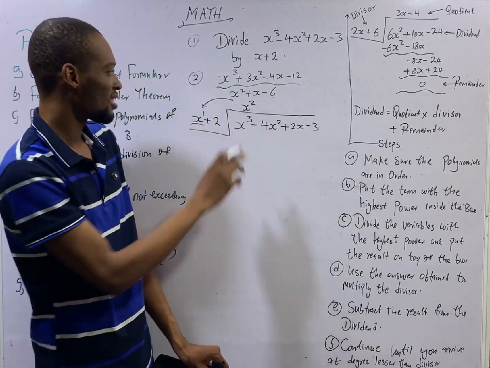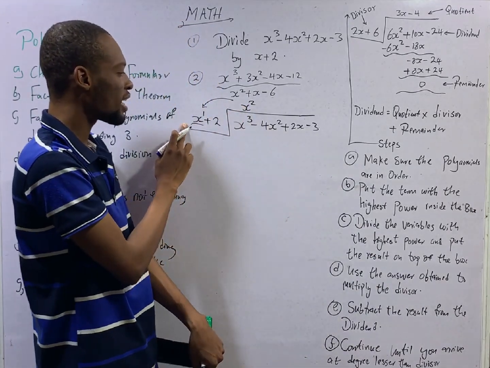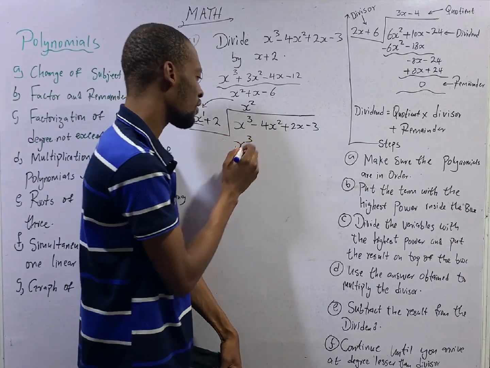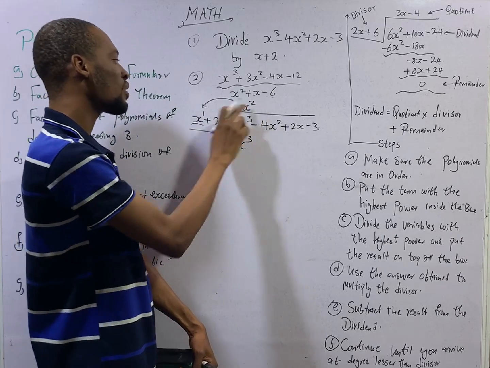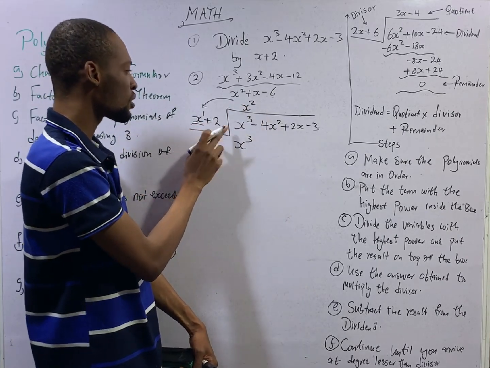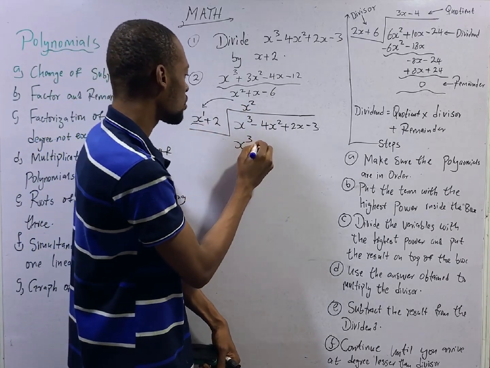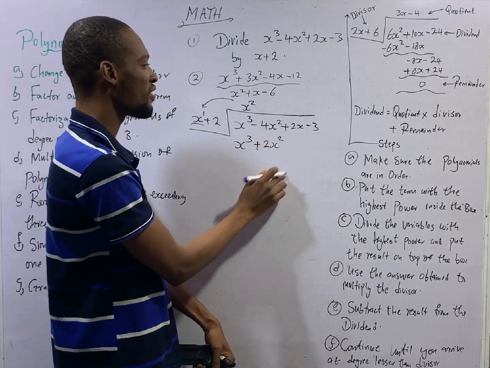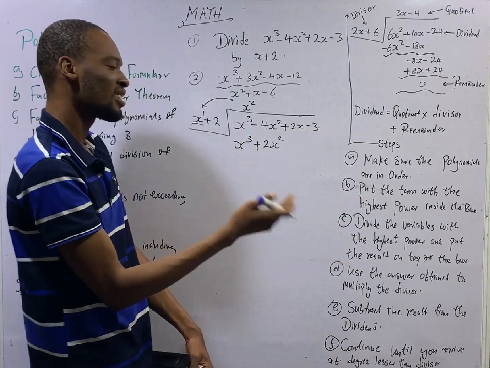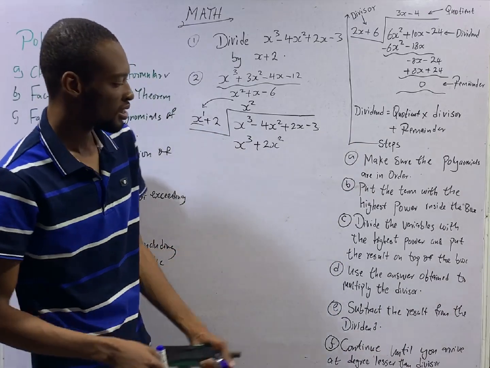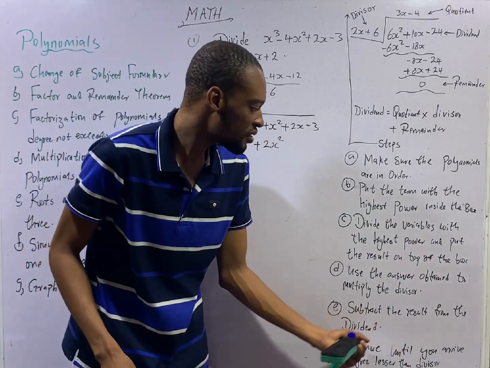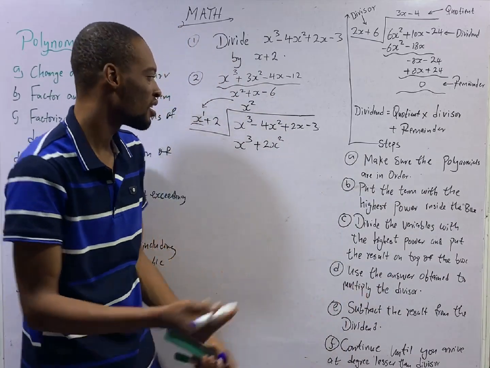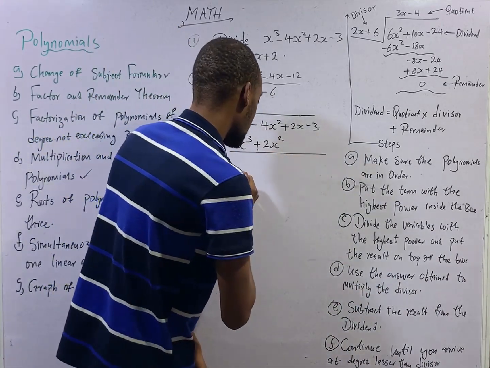How do you do that? S squared times s raised to the power of 1 here will be s raised to the power of 3. S squared times plus 2 will give you plus 2s squared. This is what we have. Every other thing here, there are 0s. Step 5, subtract the result from the dividend, or subtract the result from the polynomial. You simply do like this.